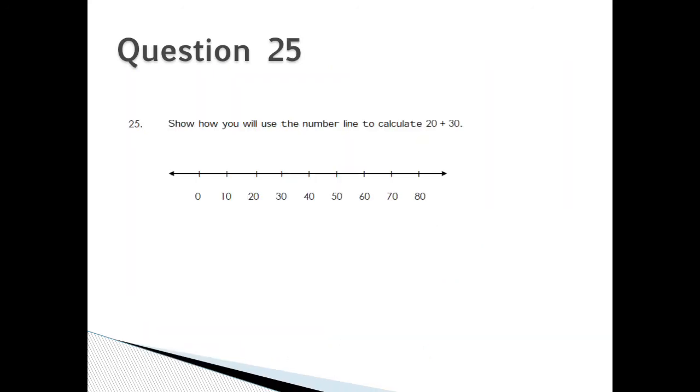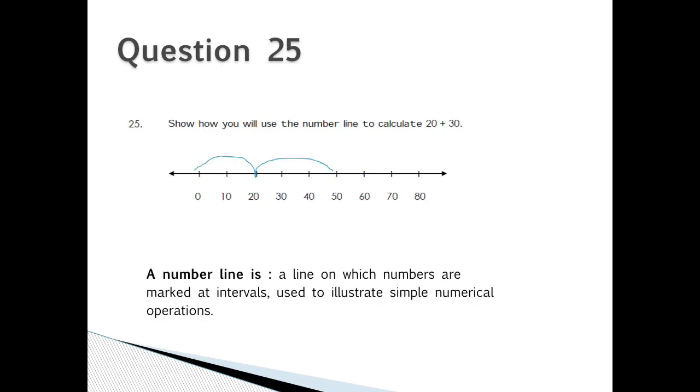Show how you will use the number line to calculate 20 plus 30. A number line is a line on which numbers are marked at intervals used to illustrate simple numerical operations. So you'll go from the 0 to the 20 and from the 20 to the 50.